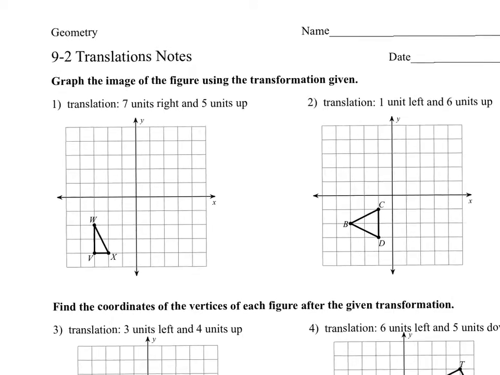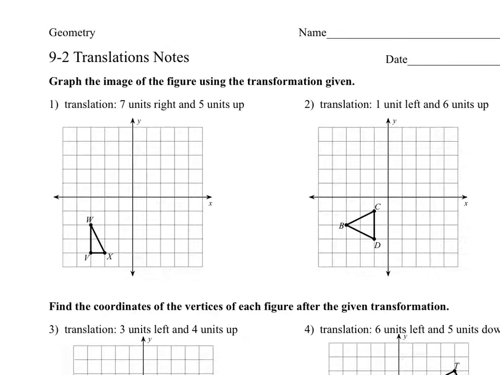So here they give us directions in terms of words, okay? So it says 7 units right, 5 units up. So you just take each point. So I'm going to take X. I'm going to move it 7 to the right. So 1, 2, 3, 4, 5, 6, 7, and 5 units up. 1, 2, 3, 4, 5.